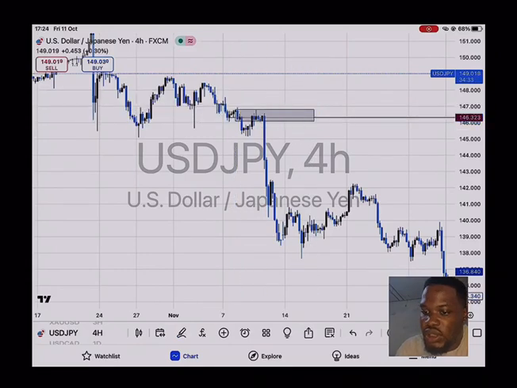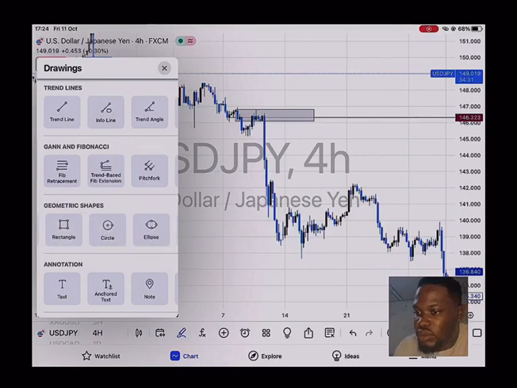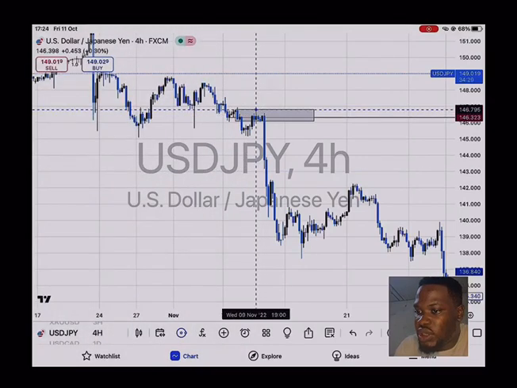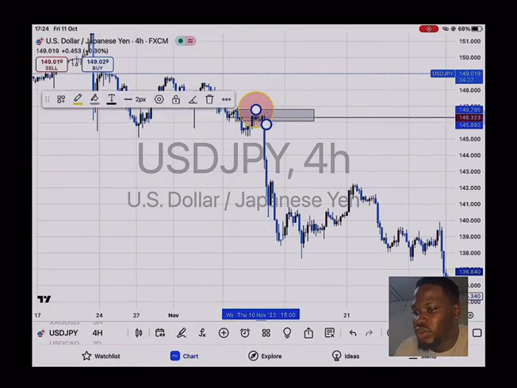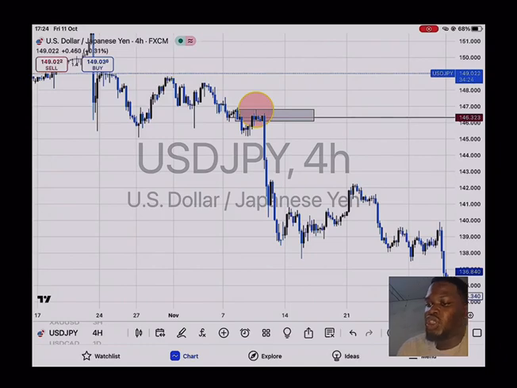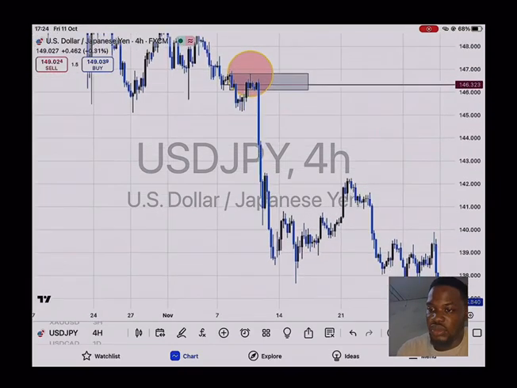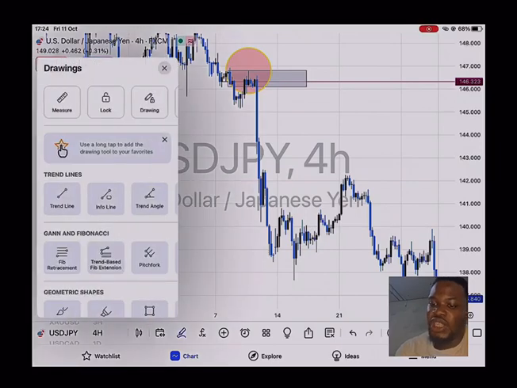Now this is a gravestone doji. Just that the next, okay, yeah, it's even perfect. After this gravestone doji was formed, the next candlestick that was formed was a bearish candlestick pattern. You can see it. It was a bearish candlestick pattern.